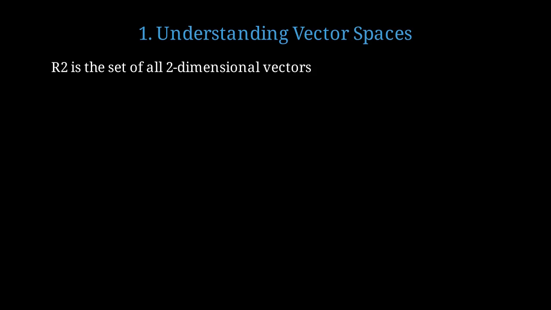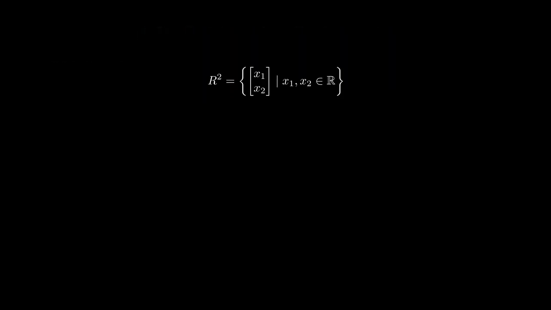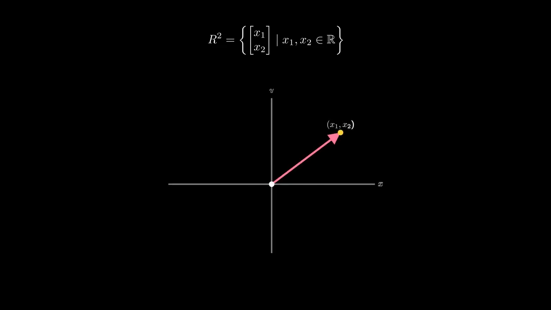R2 is the set of all two-dimensional vectors, which we can visualize on a plane. R2 is the set of all vectors with two components, where each component is a real number. We can visualize a vector in R2 as an arrow starting at the origin and pointing to a specific coordinate.